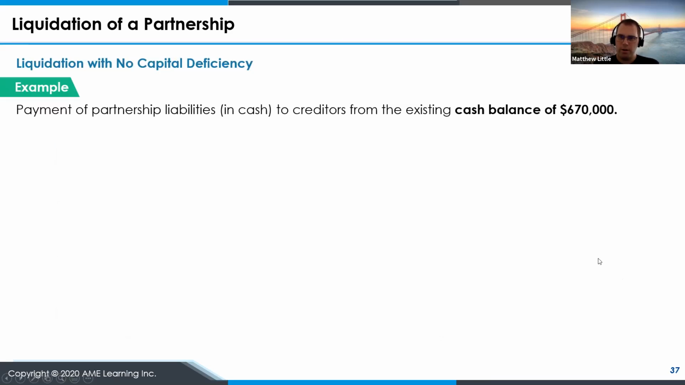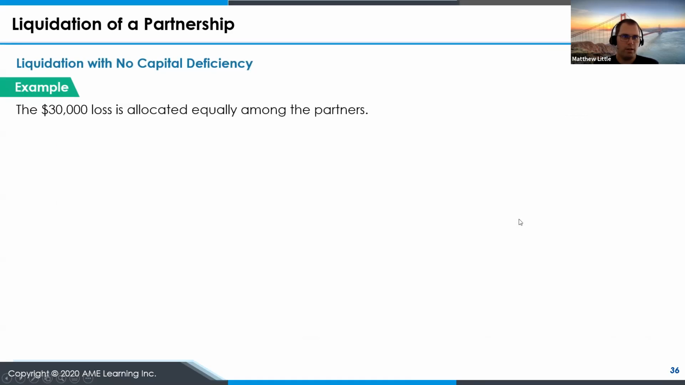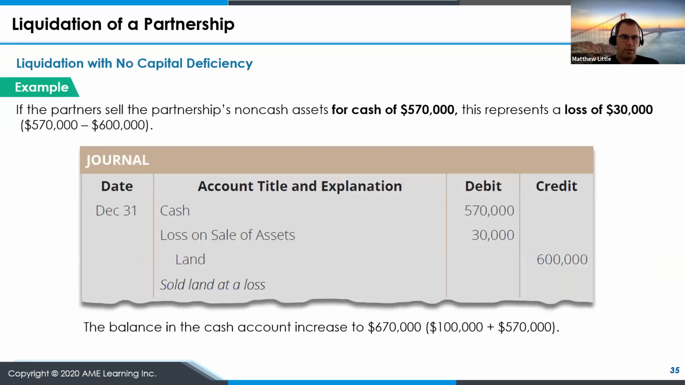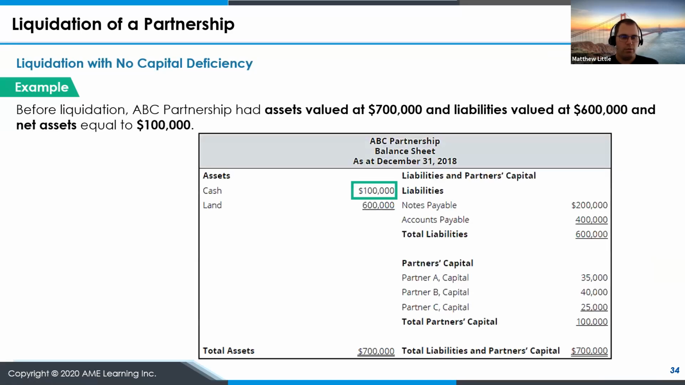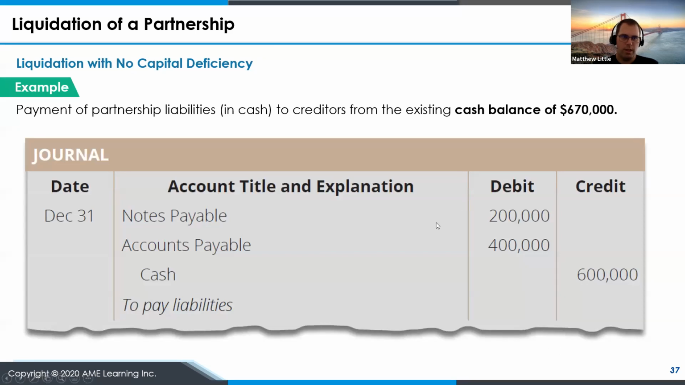Now we need to pay the partnership liabilities to all the creditors. We have a cash balance of $670,000. And we have two items on our liability list, if you recall from the previous slide. We'll go back for a second. $200,000 and $400,000, notes and accounts payable. Okay, so we need to debit those liabilities, 200 and 400 respectively, and credit the cash for $600,000.